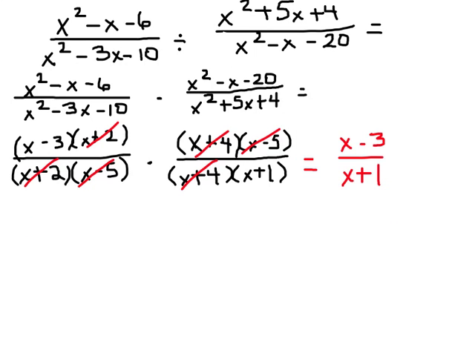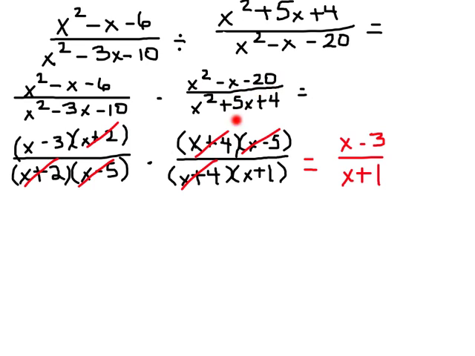Another example. Here's the original problem. It is a division. So we're going to change this sign to multiplication, and the second fraction we're just going to flip upside down. Now we're going to factor each one of these expressions. X minus 3, x plus 2 for this one. X plus 2, x minus 5 for this expression.